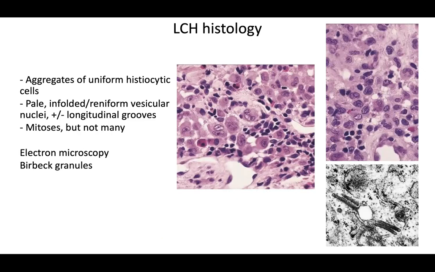Now, it's classically taught, and you should know, that the electron microscopy would show Birbeck granules, and these are positive for CD207, which is known as Langerin. So Langerin is a very specific marker for Langerhans cell histiocytosis. It's in the name. Just be aware that CD207 is the other name, and they may put that on an exam expecting you to know that.